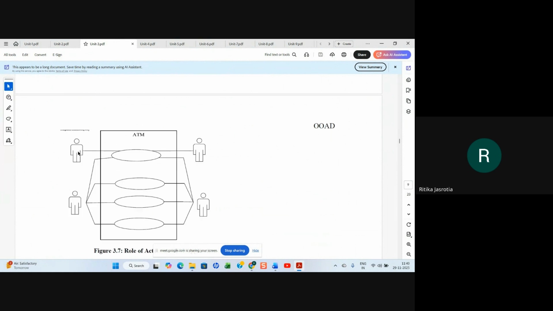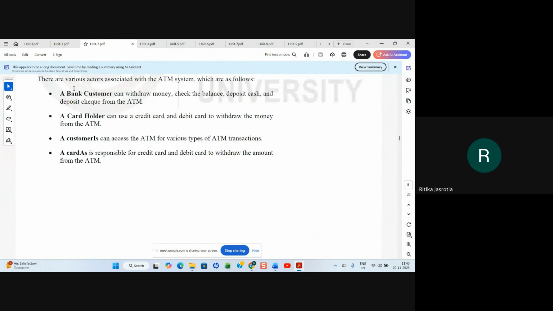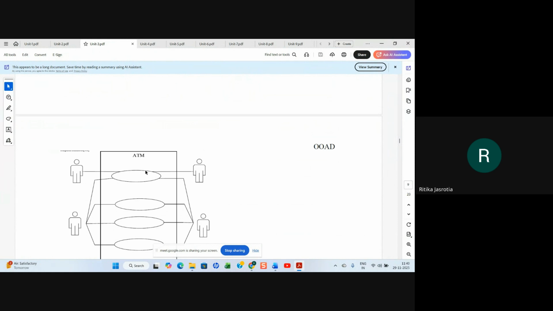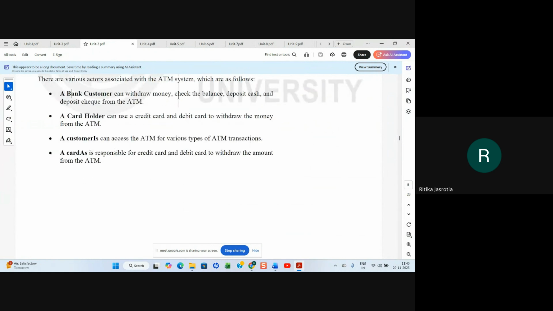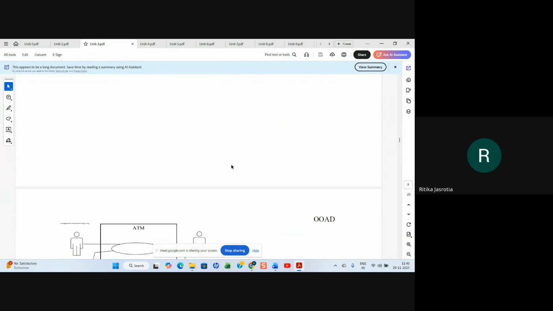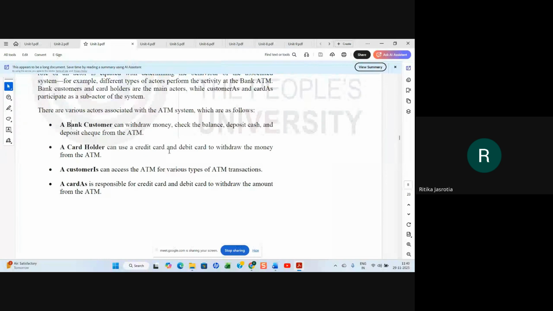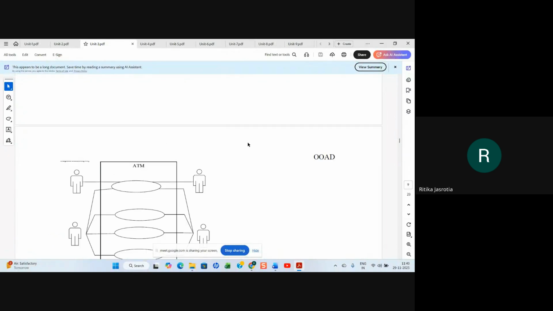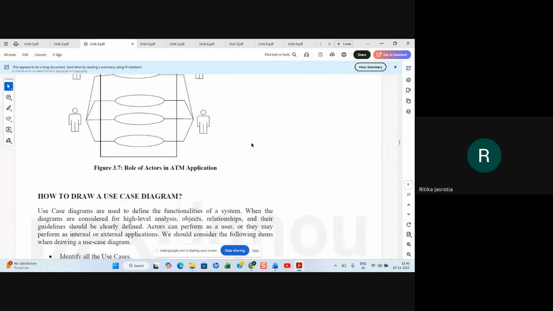So here you will have a bank customer, a card holder, right? And these are the admin, you can say. A bank customer can withdraw money, check the balance, deposit cash. So for that you will make use cases, right? And the card holder can use a credit or debit card to withdraw the money. So this card user will have a debit card or credit card to also withdraw money. So like that you can make it.